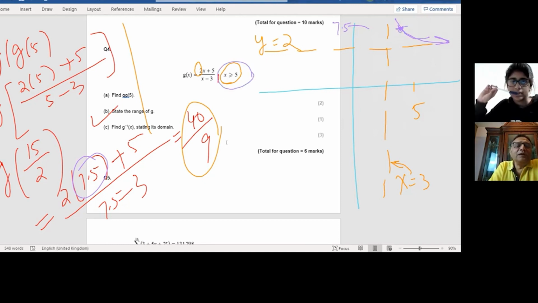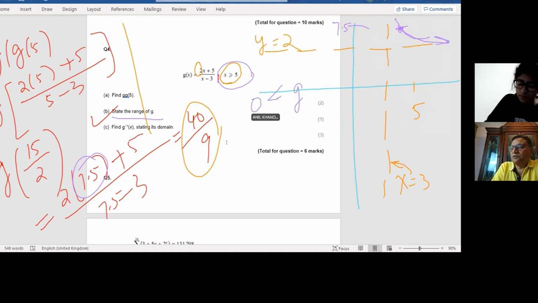And therefore, state the range of g. So the range of g is that definitely it is greater than 0. Oh, sorry, greater than 2. Greater than 2, which is your horizontal asymptote, but it is less than or equal to 7.5.